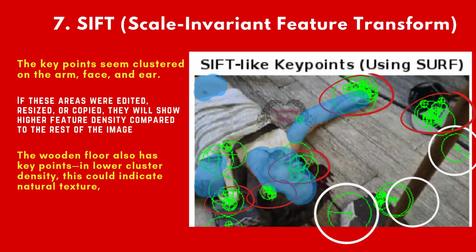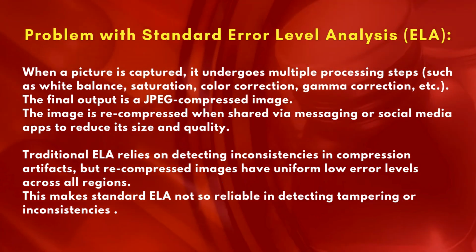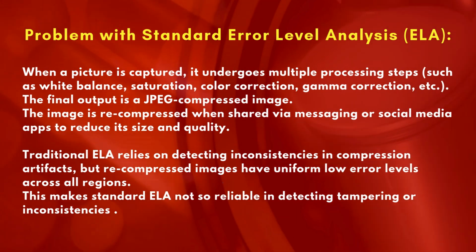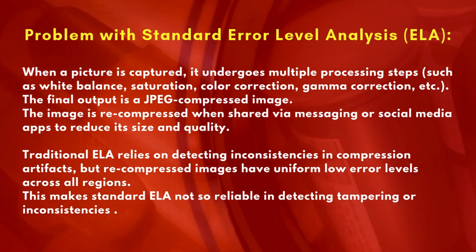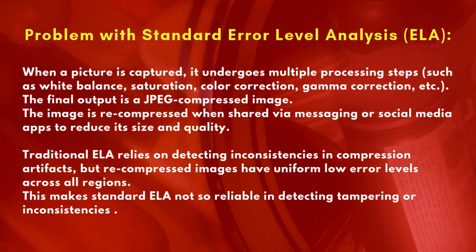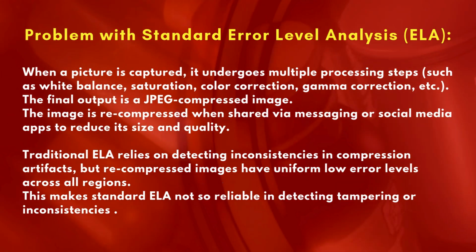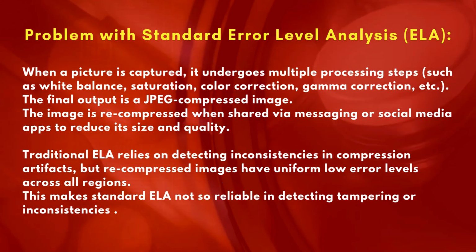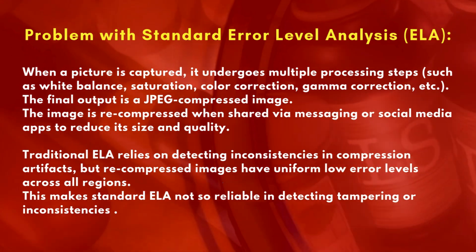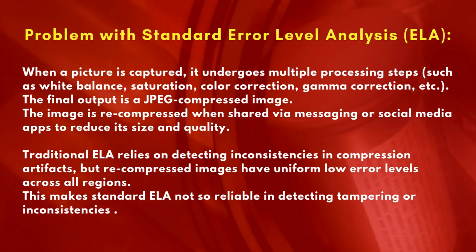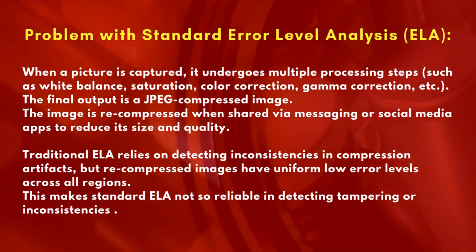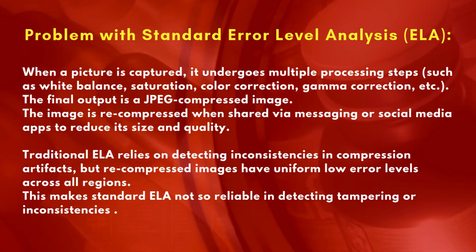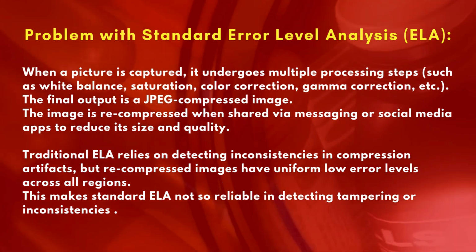When a picture is captured, it undergoes multiple processing steps, such as white balance, saturation, color correction, gamma correction, etc. The final output is a JPEG compressed image. The image is recompressed when shared via messaging or social media apps to reduce its size and quality. Traditional ELA relies on detecting inconsistencies in compression artifacts, but recompressed images have uniform low error levels across all regions. This makes standard ELA not so reliable in detecting tampering or inconsistencies.